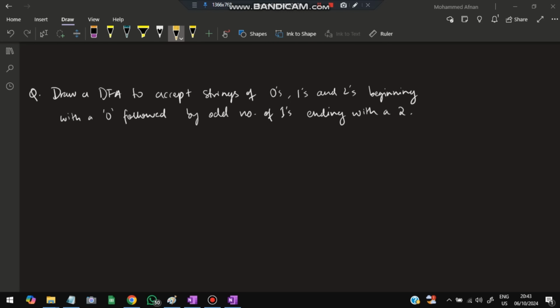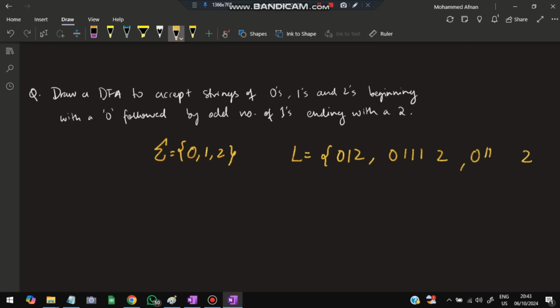So here, what is the set of alphabets? The set of alphabets is 0, 1, and 2. Now, what is the language? The minimum string: starting with a 0, that is compulsory, followed by an odd number of ones, so minimum one should be there, ending with a 2. 0, 1, 2 is the minimum string. Now 0 and 2 should be there, with an odd number of ones in between, and so on.